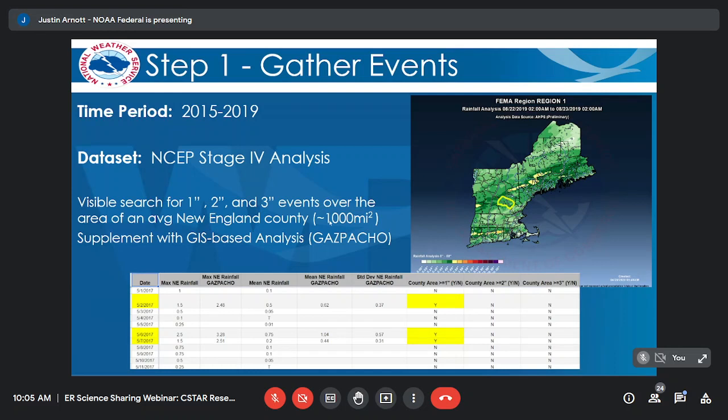And so this formed, as you can imagine, a big spreadsheet of different variables. Did we hit the thresholds of 1, 2, and 3 inches? And then we did have the dates there to the left. So just a screenshot of that on the bottom here.